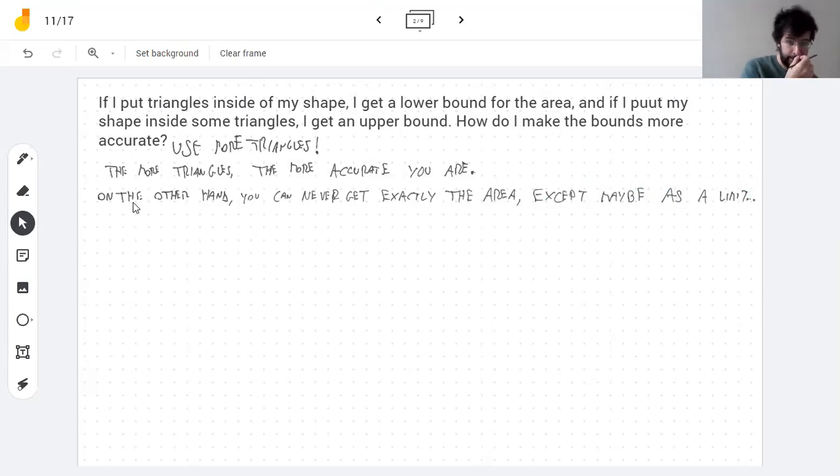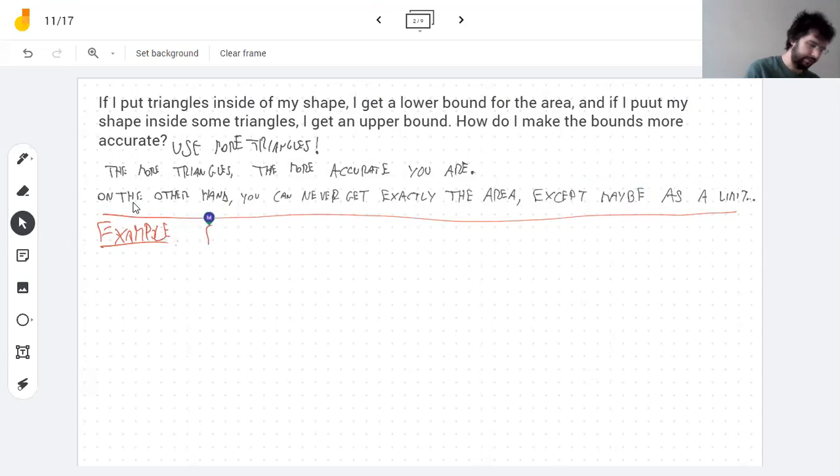So that's the idea. Now I'm going to try to put it into practice and compute an area. See if we can get anything meaningful. This is the area we're going to try to find. So we have the axis here. It's 10.